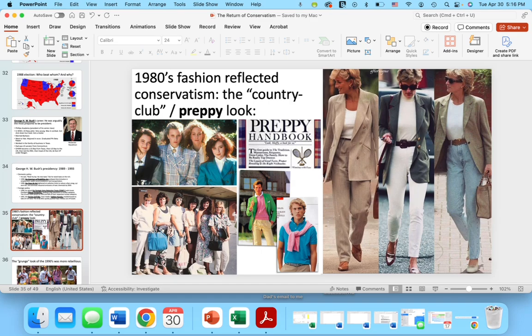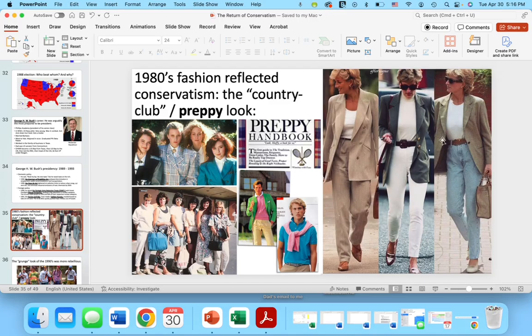You can see the conservatism in the clothes and the fashion of the 1980s. What was cool? It was kind of a country club look, kind of a preppy look, lots of pink and green here, sort of country club. You see the women, they kind of had sort of big hair. Some of these jackets had padded shoulders to appear kind of more masculine. All right, this was kind of what was in.